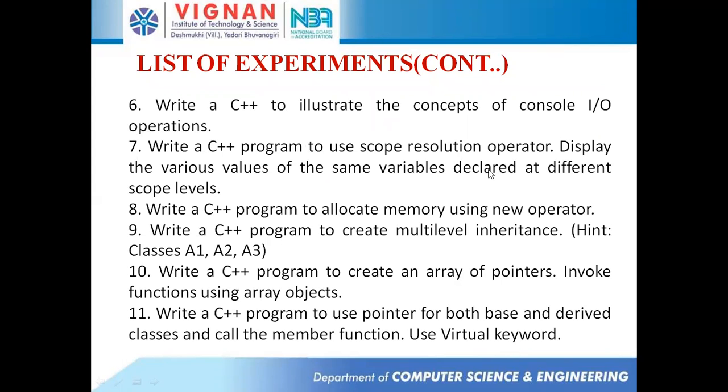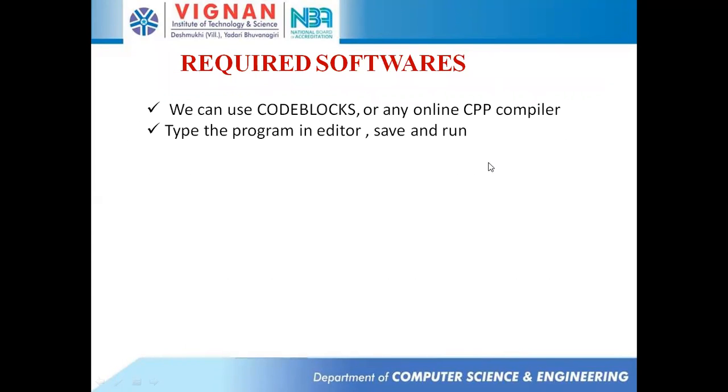So totally we have 11 experiments which we need to do, and for the required basic software, we can use Code Blocks or any online CPP compiler, and we can run our programs directly. You can type over there, and you can compile and run the program, right? Or else you can download the Code Blocks software. It is open source and freely available. You can download it in your system, open it, type in the Code Blocks editor, compile, and run it.